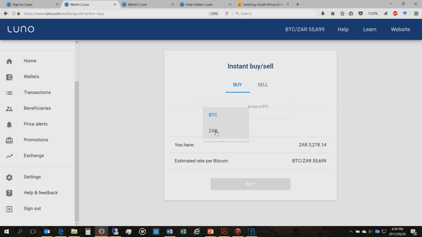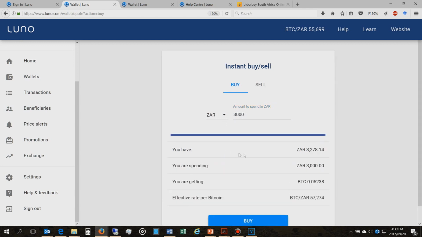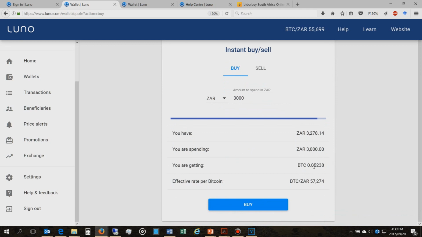You can say, right, I'm just going to put it in my local currency. Yours might be USD, you might be in Nigeria, you might be in Malaysia. Luno is available in many countries, so this is my local currency, which happens to be ZAR, which is rands, and maybe I want to buy 3,000 rands worth of Bitcoin, and that will give me 0.05 Bitcoin. So effectively, they're charging me 57,274 Rand per Bitcoin. But if you look at the exchange price at the moment, it's 55,699. It is an expensive way of buying a Bitcoin when you do the instant buy or sell.